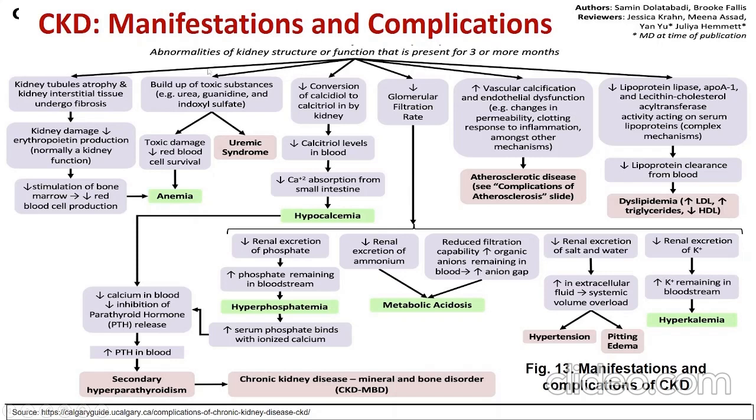At the beginning of the scheme we see some abnormalities of kidney structure which lead to kidney damage. And we move with arrow 1, what has happened? Kidney tubules atrophy and kidney interstitial tissue undergoes fibrosis, kidney damage is present, and erythropoietin production is decreased. This leads to decreased stimulation of bone marrow and anemia. Anemia is one more manifestation of chronic kidney disease.